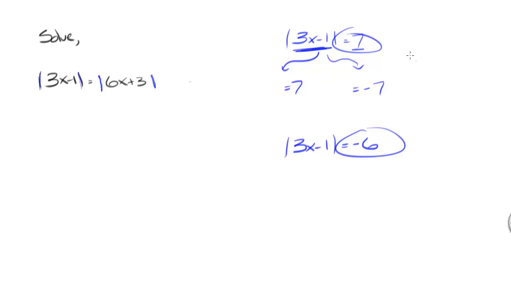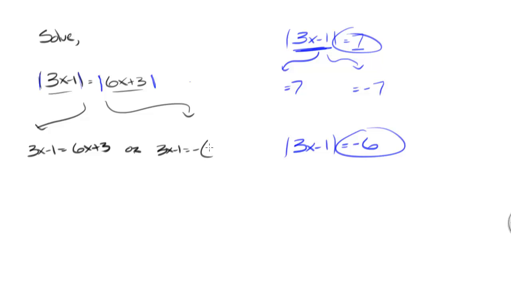What we do, really in the same way we do over here with numbers, is set up an equation where I get 3x minus 1 equals 6x plus 3. So again, the inside here equal to the inside over here. And then my second equation is 3x minus 1 equals the opposite of 6x plus 3.